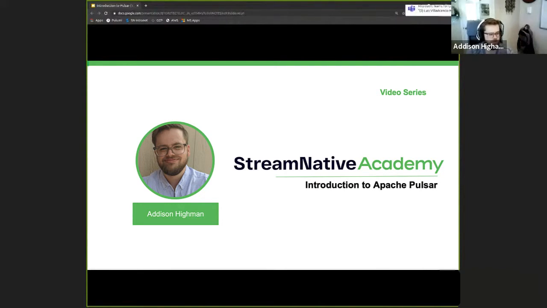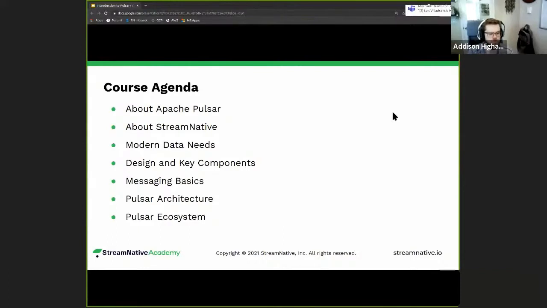As mentioned, we're going to talk about Pulsar. We're going to talk about StreamNative, who we are. We're going to discuss why Pulsar exists, some of the ideas of how the needs of modern data and streaming data. Then we're going to talk about Pulsar, its design, and the key components of Pulsar. We'll dig into the cluster, and then we'll dig into the code with some ideas of what it looks like to get started with sending and receiving messages to Pulsar. And then finally, we'll dig a little bit deeper into Pulsar's architecture and the ecosystem.